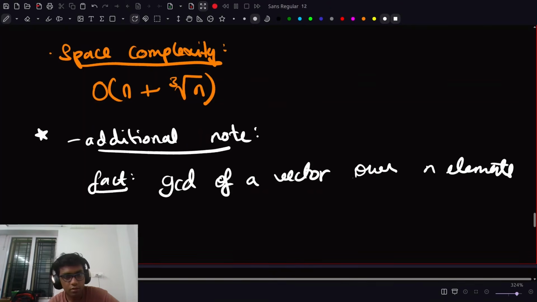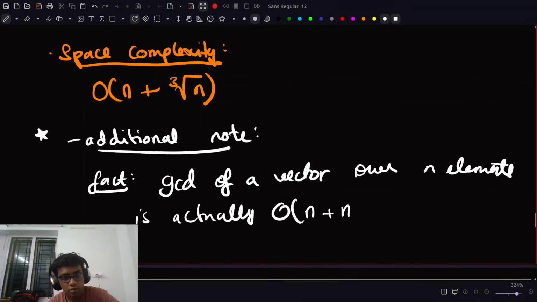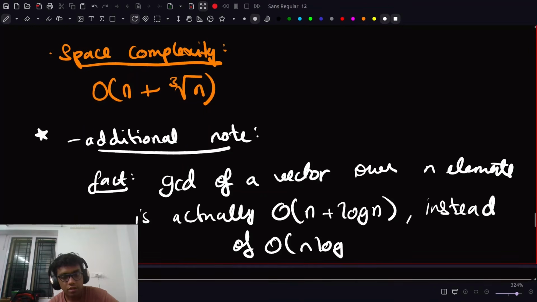is actually big O of n plus log n. Sorry, it's big O of n plus log n, not n log n, so this is a tighter bound, right? That's why it's better than the bound of big O of n log n. The actual time taken is simply big O of n plus log n.